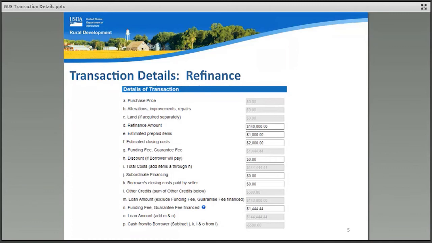L is other credits. M is the loan amount. N is the funding fee that will be financed. Be sure to enter the amount that will be financed into the loan. O is loan amount, and P, cash to or from the borrower.